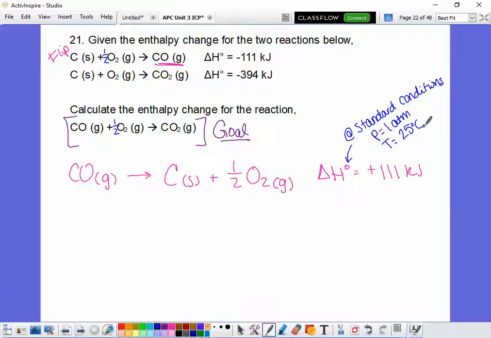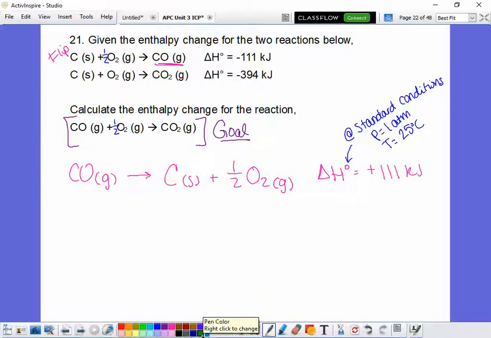Yes, PV does equal nRT, but that has nothing to do with our problem we're doing right now. Okay. But I'm glad you know that formula. All right. So, I just did it non-ironically that time. That was an accident.